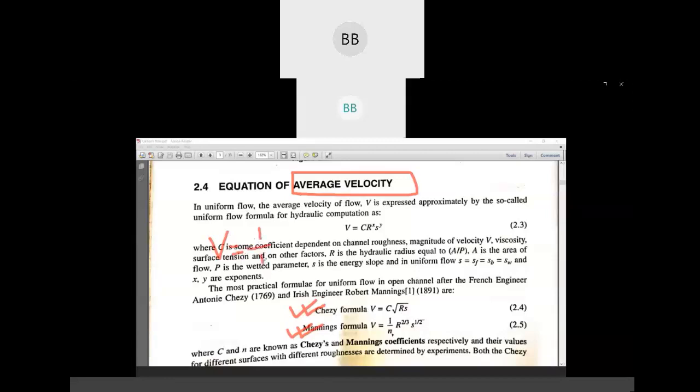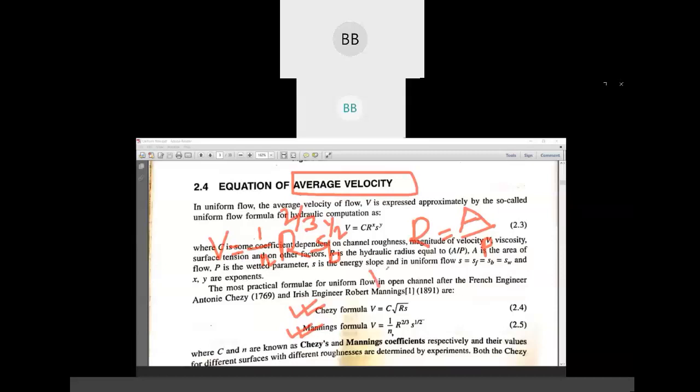That is 1 by n, where n is nothing but your roughness coefficient, R to the power 2 by 3, SB to the power half. SB is nothing but your bed slope. R is your hydraulic radius, which is area by wetted perimeter. And n is your roughness coefficient.